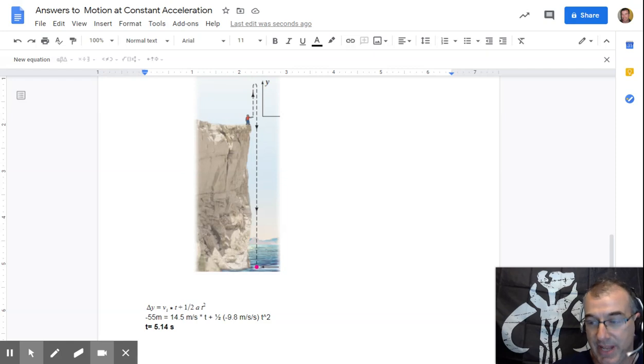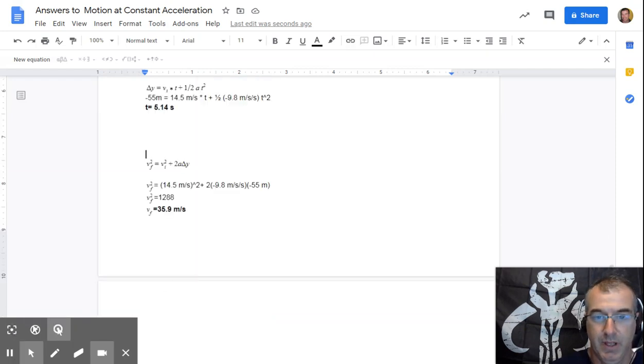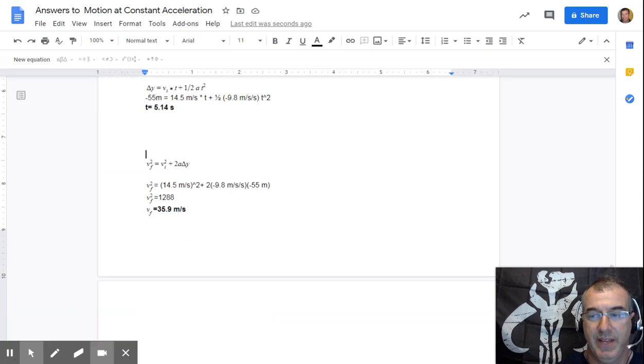So this is a quadratic. The easiest thing is to probably just solve it using the quadratic formula. As a matter of fact, that's the only way to solve it. And I get a time of 5.14 seconds for the time that it is going to be in the air. The second part asks for how fast is it going to be going just before it strikes the ground.